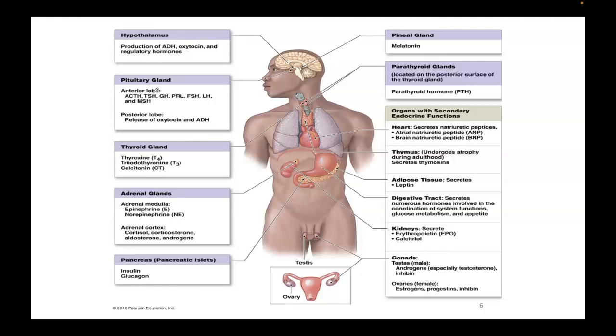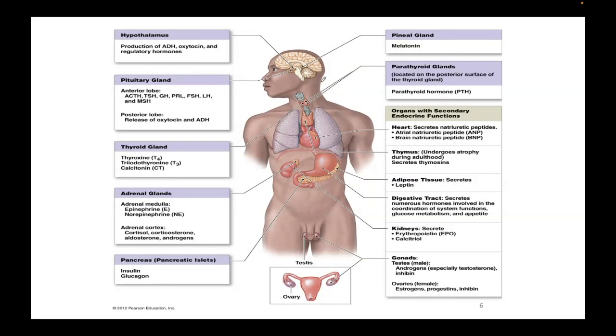Or we may look at hypothalamic function and ADH. It may not actually say on the lab test anti-diuretic hormone. Okay, so it's important to know the abbreviations as well as what they stand for.